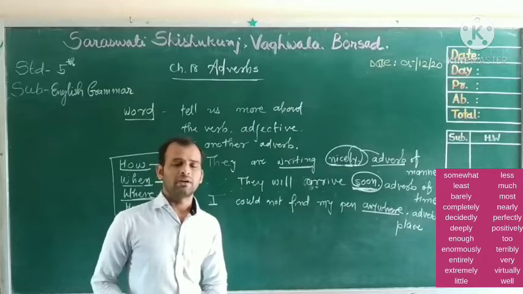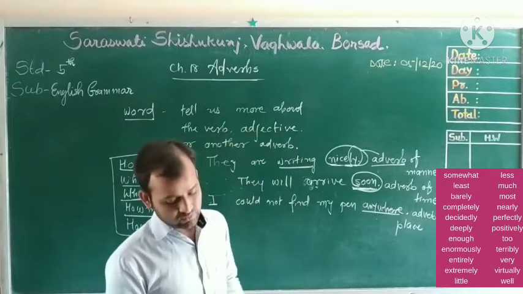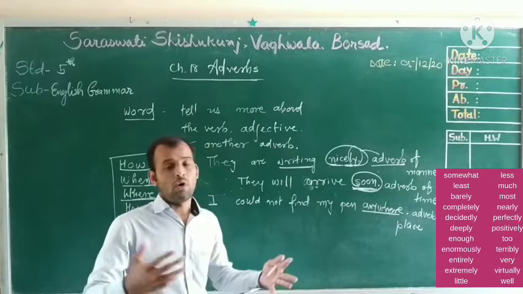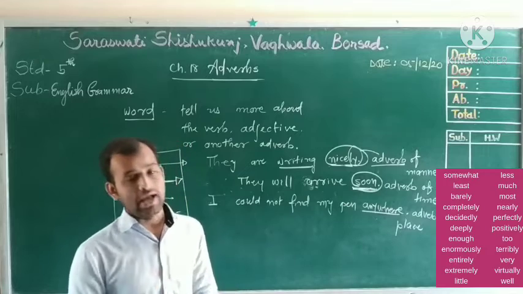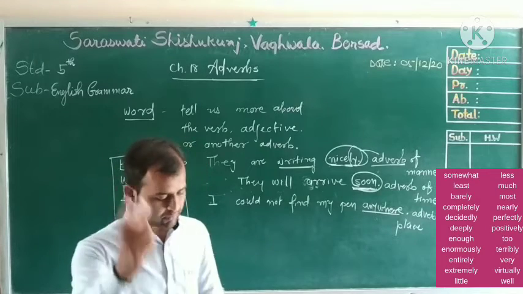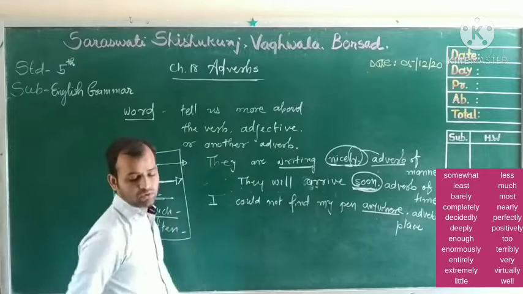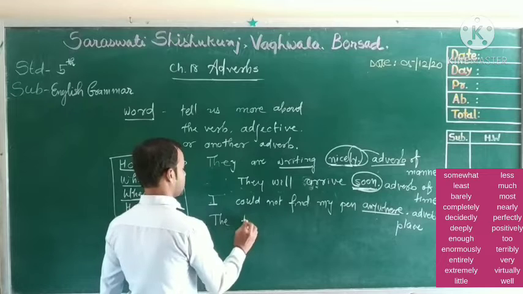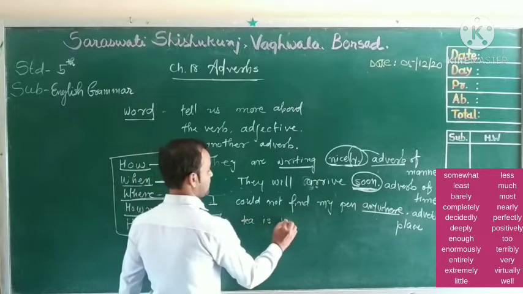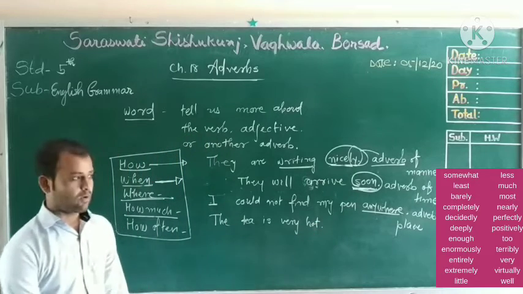If you remember, there are some words: quite, very, too, so, almost. These are the words that show adverbs of degree. Please remember, dear students. Look, I am giving you examples. How much? The tea is very hot.